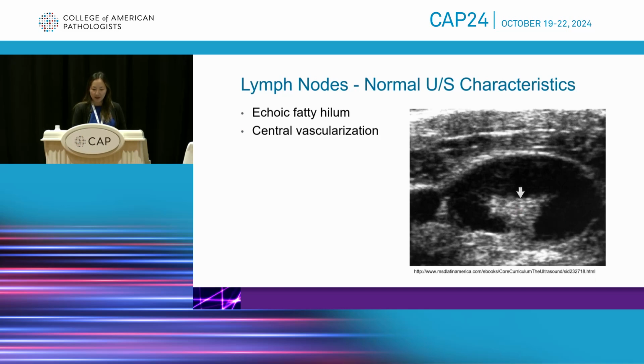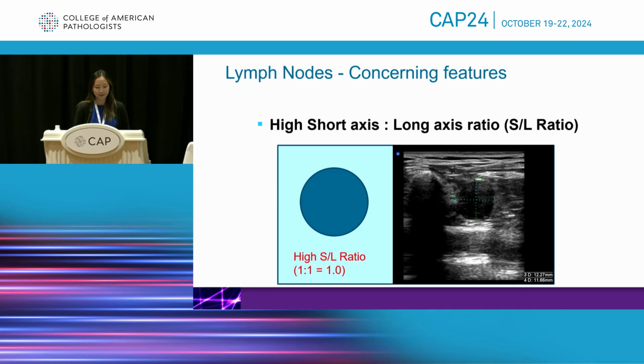So what are some concerning findings for lymph nodes? If you start getting a high short axis to long axis ratio, and that basically means if your lymph node moves from oval to being more round, that's worrisome. Things like taller than wide may be concerning because that's not your normal configuration for a lymph node. So this one, for instance, it's much more round, right? I mean, and in real practice, do I go, oh, let's measure it and calculate the short to long ratio?